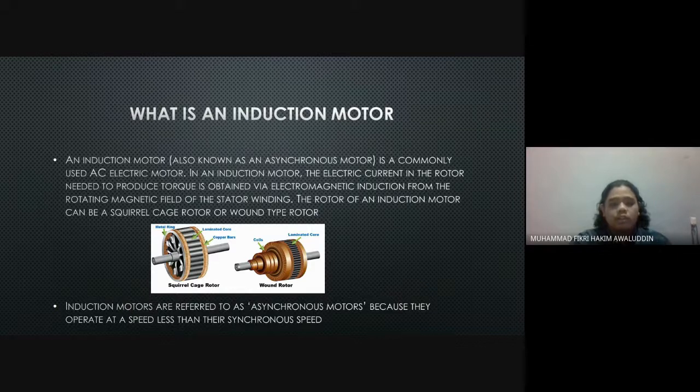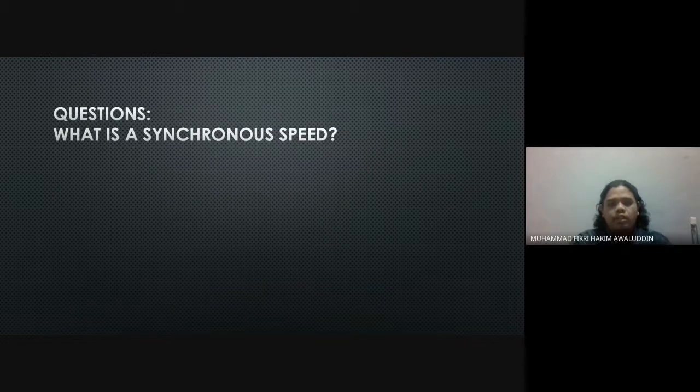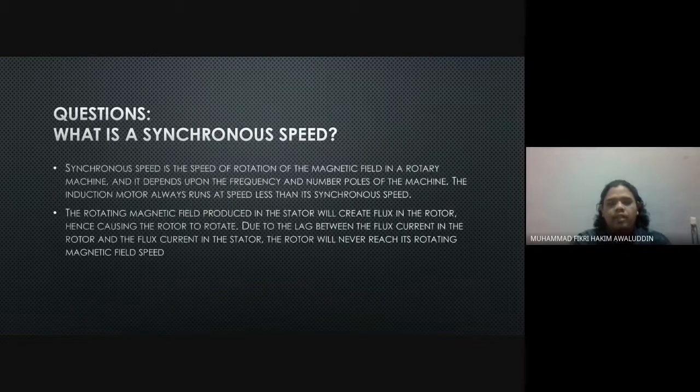These are the figures of the two rotors, squirrel cage and also the wound-type rotor. The induction motor is referred to as an asynchronous motor because it operates at a speed less than its synchronous speed. So for your information, what is a synchronous speed? A synchronous speed is the speed of rotation of the magnetic field in the rotary machine, and it depends upon the frequency and number of poles of the machine. The induction motor always runs at a speed less than its synchronous speed.